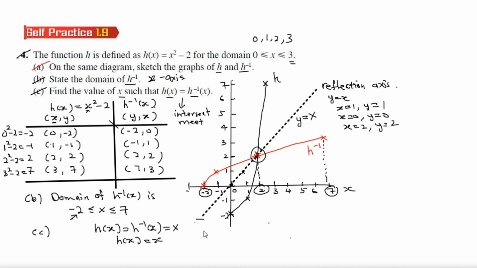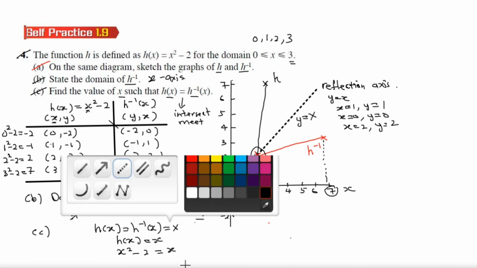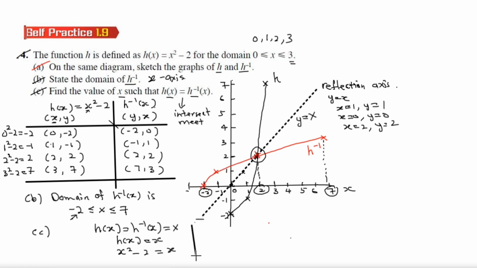So what is h(x)? Our h(x) is equal to x squared minus 2. This is our h(x). And then we are going to solve this. How to solve this? Let's carry on. First, form the quadratic: x squared minus x minus 2 equals 0. Then you can factorize it. You get (x minus 2)(x plus 1) equals 0. So you obtain x equals 2 or x equals negative 1.